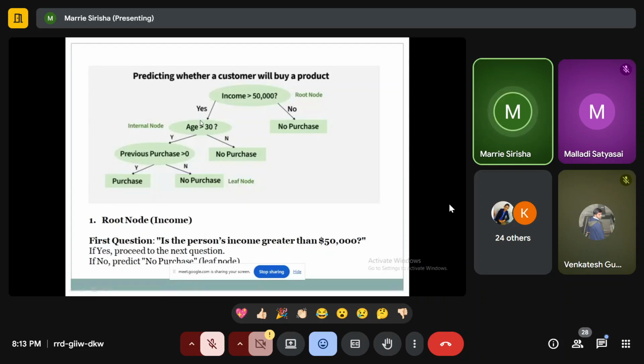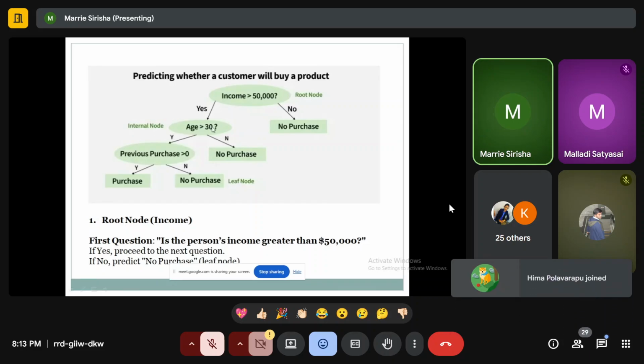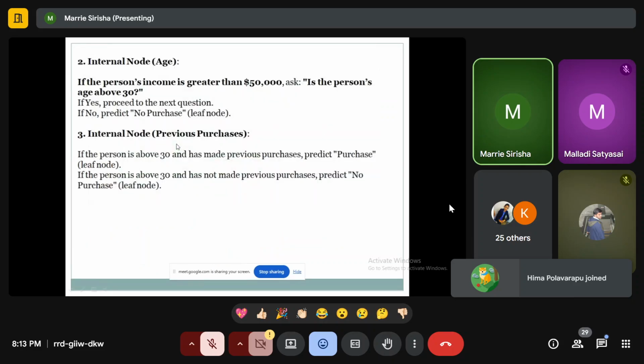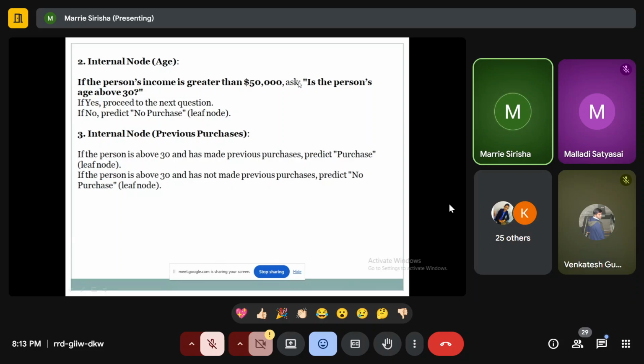The next question is nothing but the internal node, that is age. Is age above 30? If yes, if the person's income is greater than 50, ask is the person's age above 30. Yes, then we are asking the next question, right? Yes, above 30 only, then we are going to the next question. If no, no purchase. That is the leaf node.